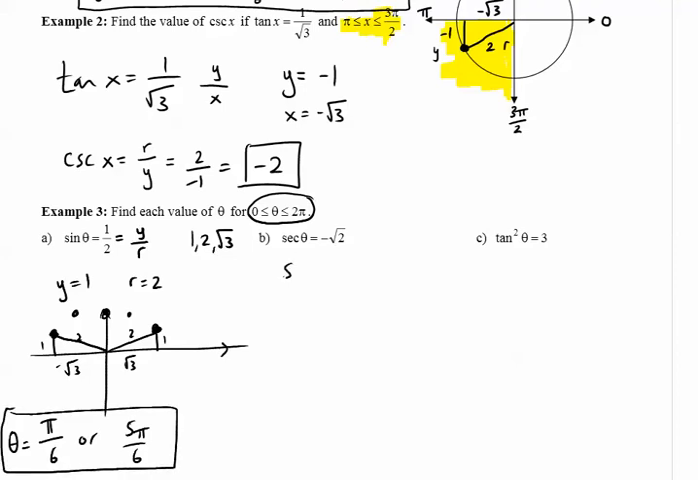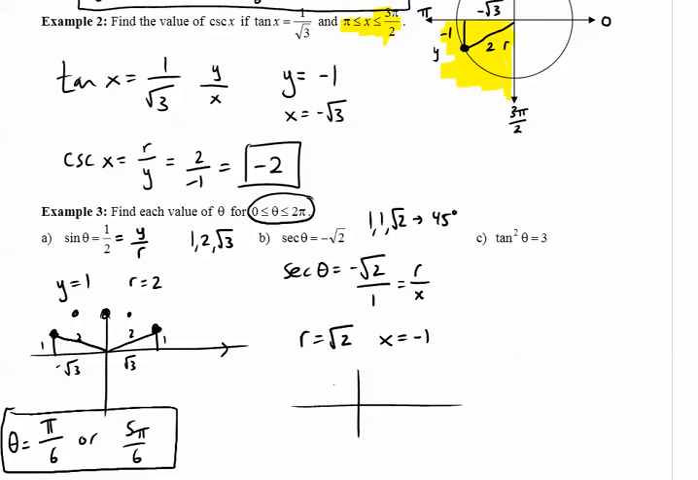When is secant equal to negative root 2? I write this as a fraction, and I know that secant is the reciprocal of cosine, so this is r over x. Now my r can never be negative, so r must be root 2, which means that x has to be negative 1. So this is a 1, 1, root 2 triangle, which has a 45-degree reference angle, or pi over 4, where x is negative. So I'm in the negative part of the x-axis in quadrants 2 or 3.